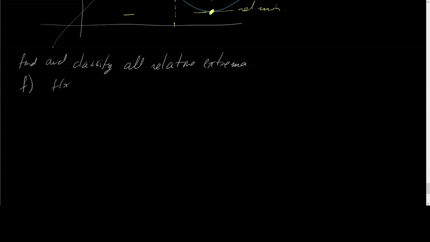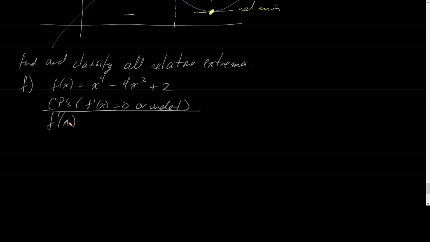So let's say that I have f of x equals x to the 4th minus 4x cubed plus 2. The very first thing I need to do is find critical values. So I need to first find the first derivative. The critical values are where f prime of x is equal to 0 or undefined. So f prime of x would be the derivative, which is 4x cubed minus 12x squared.